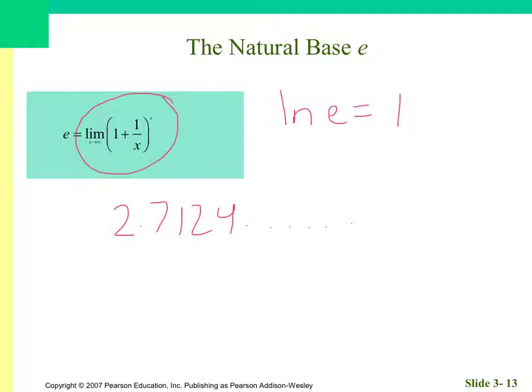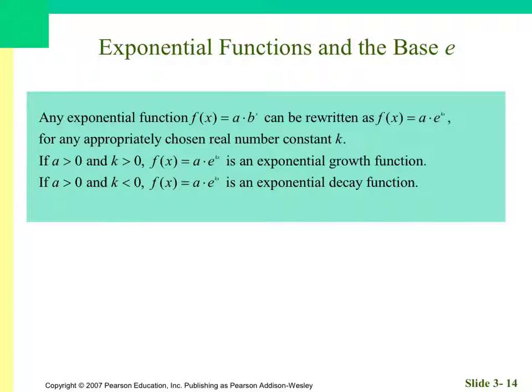So, because natural log is considered log base e, which we'll be getting into. But alright, so I'm just introducing what the number is. So exponential functions in the base e. Any exponential function f of x, a times b to the x, can be written as f of x equals a times e to the kx for any appropriately chosen real number constant k. Notice how a is still greater than 0 for both. If k is greater than 0, exponential growth. If k is less than 0, exponential decay.